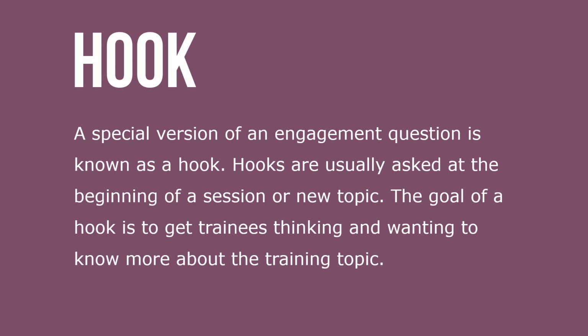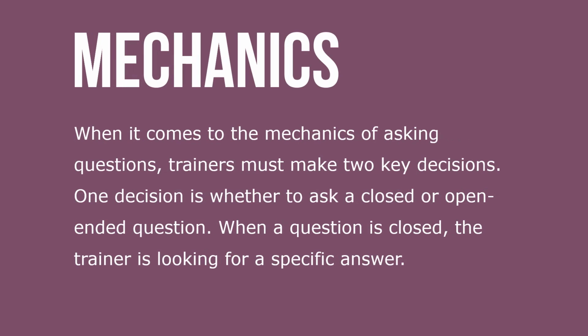A special version of engagement question is known as a hook. Hooks are usually asked at the beginning of a session or a new topic. The goal of a hook is to get trainees thinking and wanting to know more about the training topic. When it comes to the mechanics of asking questions, trainers must make two key decisions. One decision is whether to ask a closed or open-ended question. When the question is closed, the trainer is looking for a specific answer.